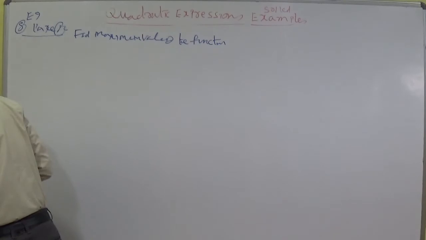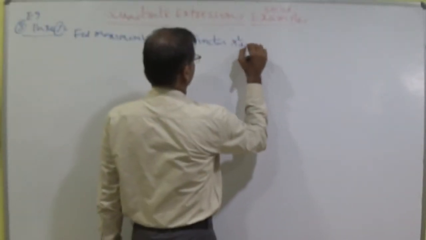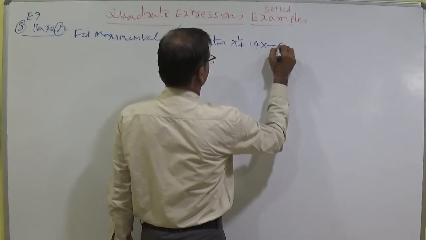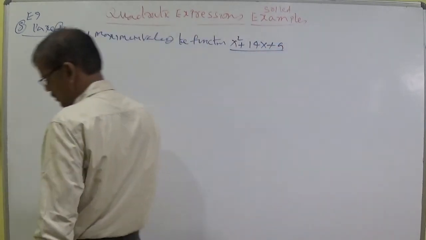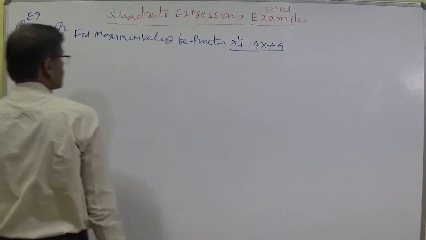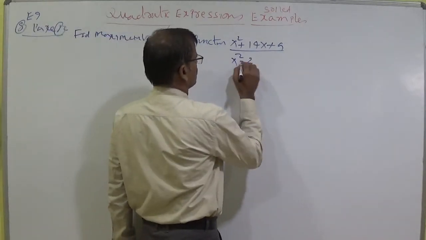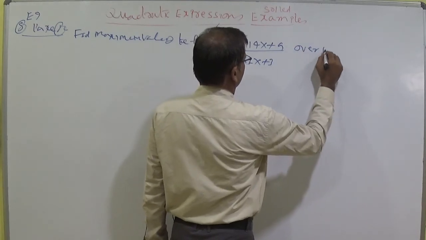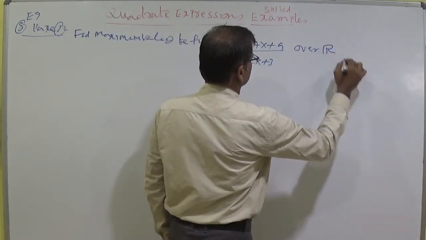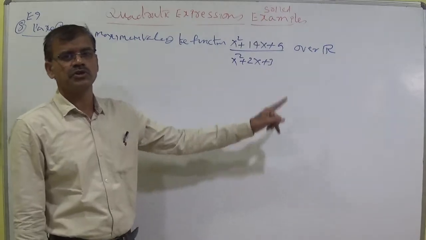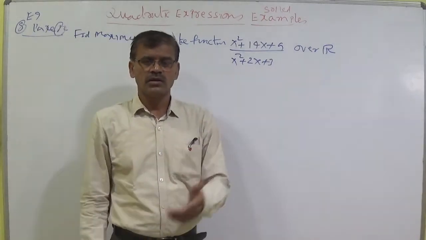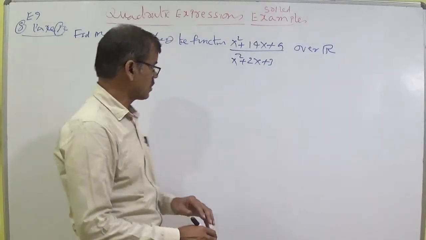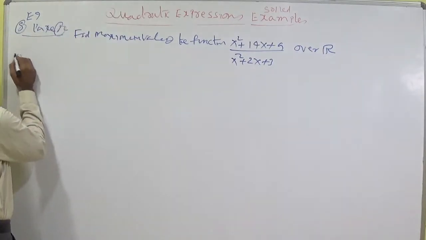Find the maximum value of the function x square plus 14x plus 9 by x square plus 2x plus 3, over R. While reading the question, you should observe that he gives "over R", that is, real values for all x, like that he will give.